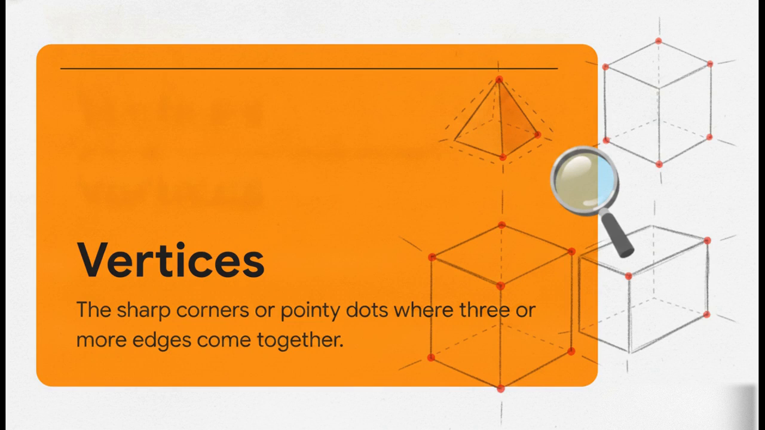And finally, we have vertices, which is the plural of vertex, by the way. These are the sharp corners. They're the pointy dots on a shape where 3 or more of those edges come crashing together. If you run your finger along the edges of a box, your finger will eventually hit a sharp point at the corner. That exact point is a vertex.